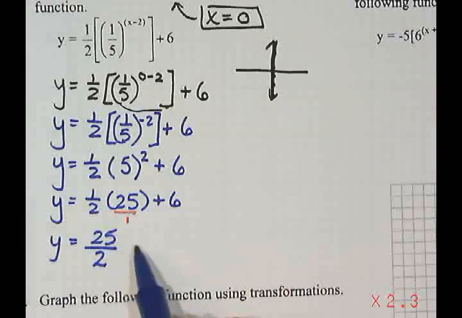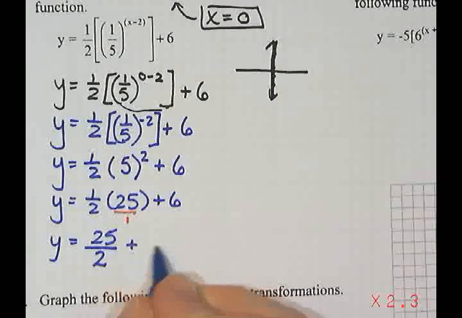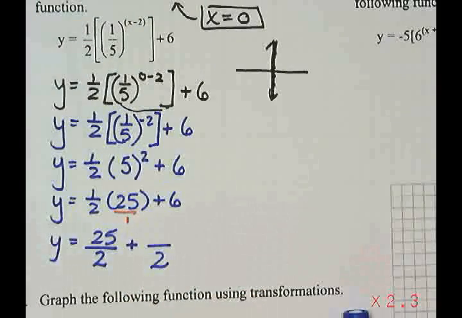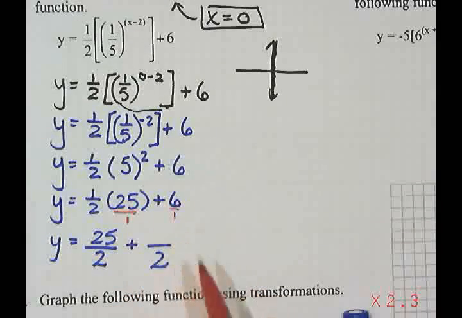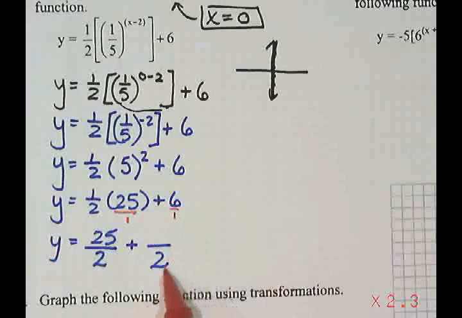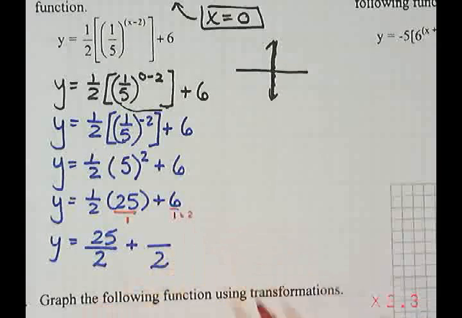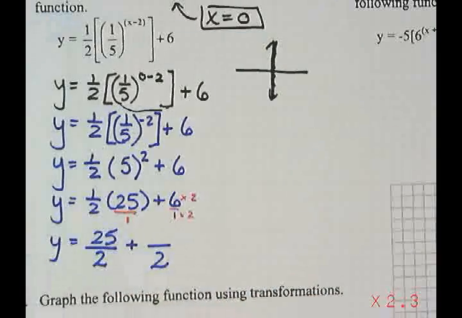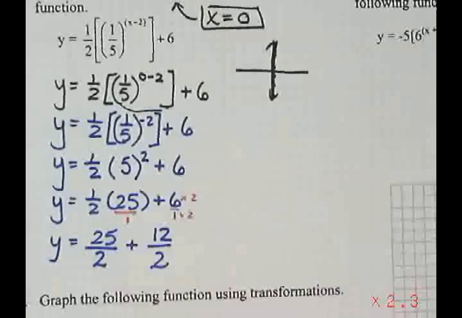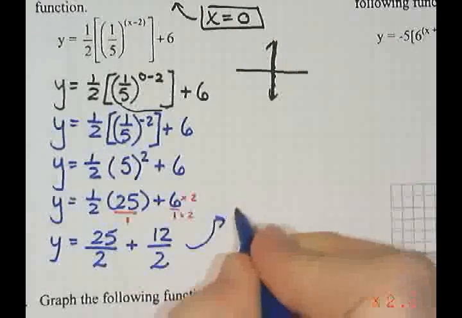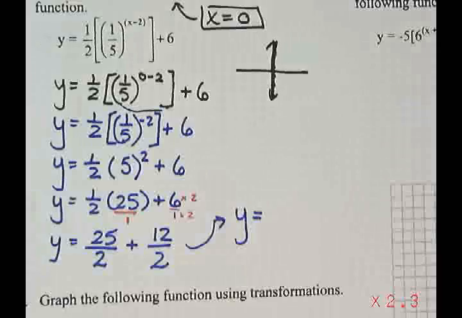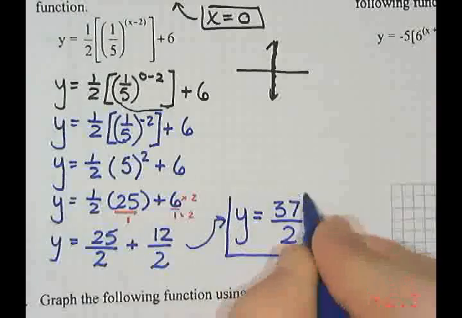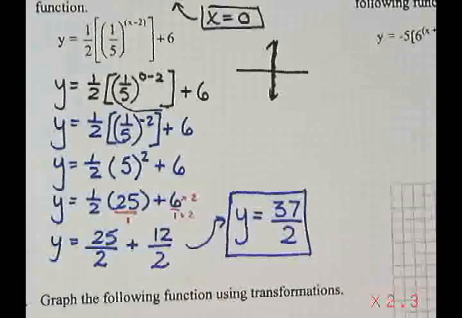Now I could write plus 6, but I think instead I'm going to try to get that over a denominator of 2 as well, so that it's ready to go when I want to add. Now this 6 is also secretly over 1, and to turn that 1 into a 2, we're going to multiply the bottom by 2, and we're also going to multiply the top by 2 to give us 12 over 2. And then all I need to do to finish off here is just add together 25 over 2 and 12 over 2, which is 37 over 2. So my y-intercept is 37 over 2.